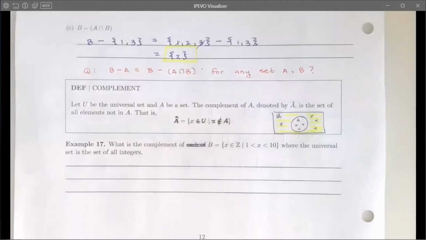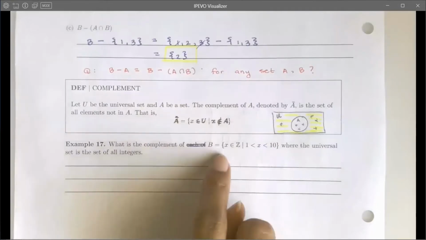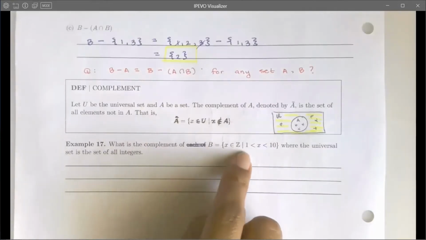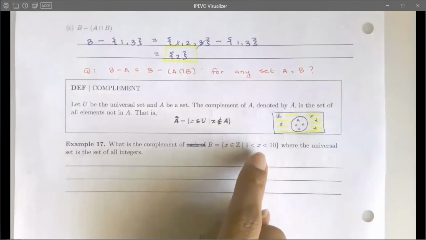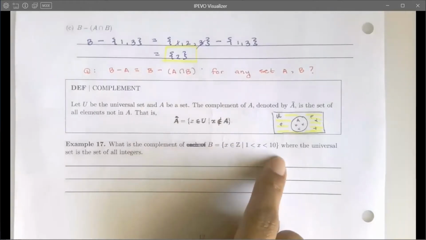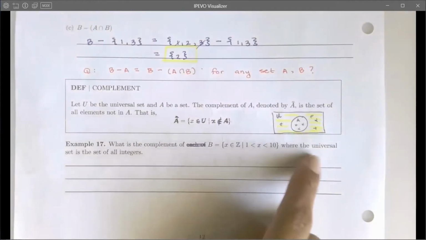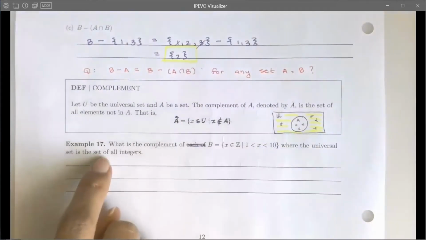All right, so let's look at example 17 to solidify this idea. What is the complement of B if B is the set of all integers such that the integers are between 1 and 10 exclusive, meaning we're considering 2, 3, all the way up to 9, and the universal set is the set of all integers.